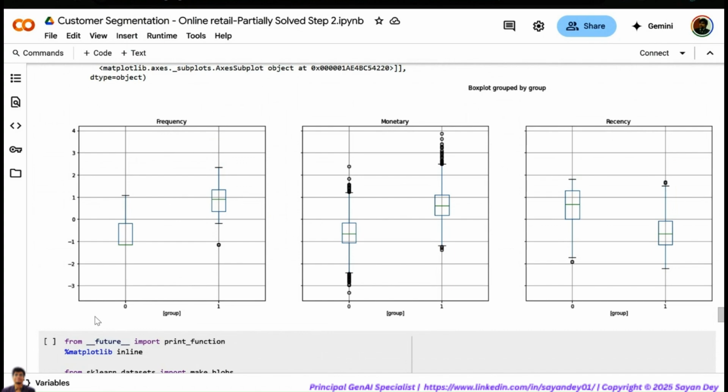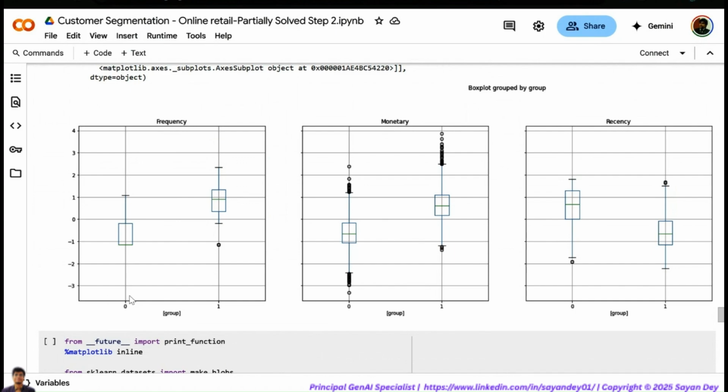So customers in group 0 typically have low frequency, low monetary value, and high recency. So that means customers in group 0 are not very high purchasers. You can clearly see they are customers with fewer orders, less monetary value, and high recency. They are typically not active.